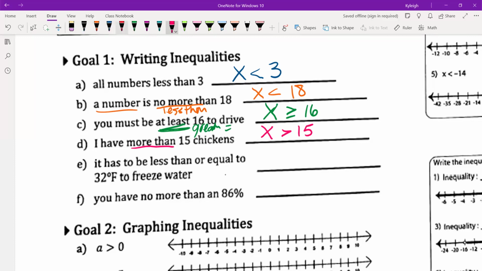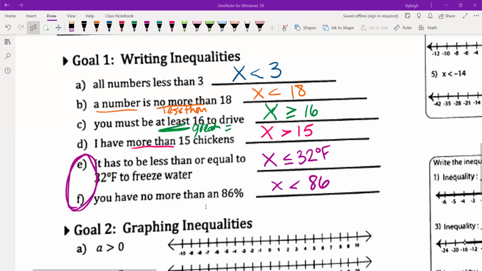I want you to pause the video and try E and F on your own. So pause the video really quick and try E and F on your own, please, and thank you. So hopefully you paused and got these two answers. We know that it's going that direction because it's less than or equal to. So that tells me it's got the line here and it's facing less than. You have no more than. We did that up here.